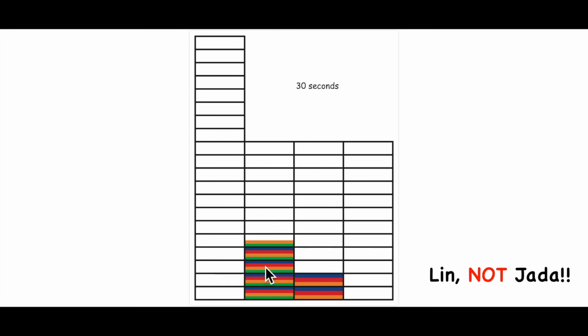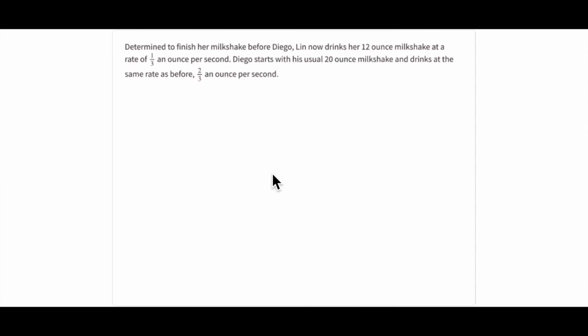1, 2, 3, 4.5. So that is 18 fourths. 4 times 4 is 16, 17, 18. So it's going to take her 18 more seconds from 30 to 48 to finish. To write the equations for both Diego and Lynn. Remember that Diego is the same as before, so he's starting with 20 ounces and he's drinking his drink at 2/3 of an ounce per second.